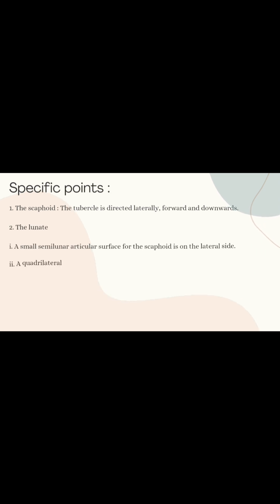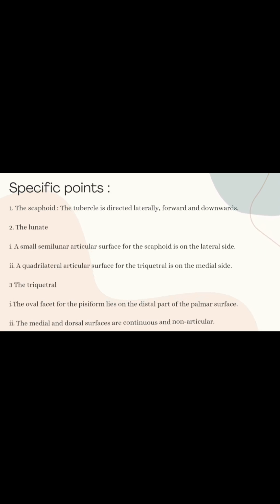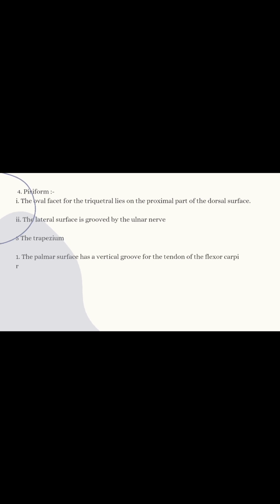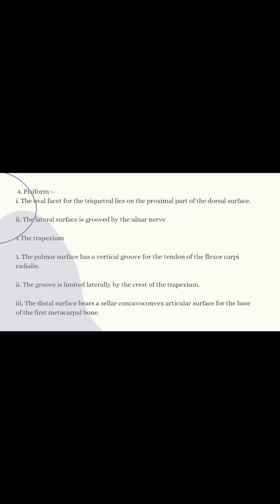Specific points. The scaphoid: the tubercle is directed laterally, forward and downwards. The lunate: a small semilunar articular surface for the scaphoid is on the lateral side, and a quadrilateral articular surface for the triquetral is on the medial side. The triquetral: the oval facet for the pisiform lies on the distal part of the palmar surface. The medial and dorsal surfaces are continuous and non-articular.